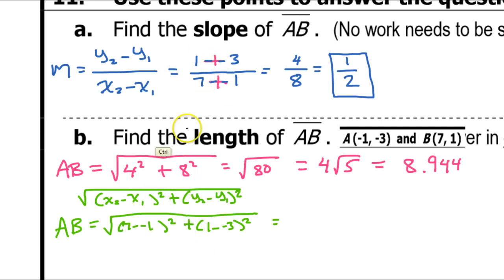Now, remember earlier when I did 7 minus negative 1, I got 8. On the last problem, so that's going to be 8 squared. 1 minus negative 3 is really 1 plus 3, so that'll be 4 squared. And that's the same thing we got when we were thinking of it as the Pythagorean theorem. So the rest of the problem will be the same. Square root of 80, which is approximately equal to 8.944. So you can either use the distance formula or you can think of it as the Pythagorean theorem.